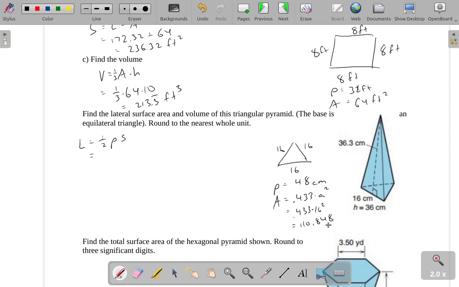You'll notice I'm not rounding that to the nearest unit yet. I want to wait until the very end of the problem to do any sort of rounding, because I don't want to introduce error any earlier than necessary. Alright, so in any case, we're in the middle of figuring out what the lateral surface area is here, so 1/2 times the perimeter of the base, which was 48, times the slant height, which looks like 36.3 centimeters.